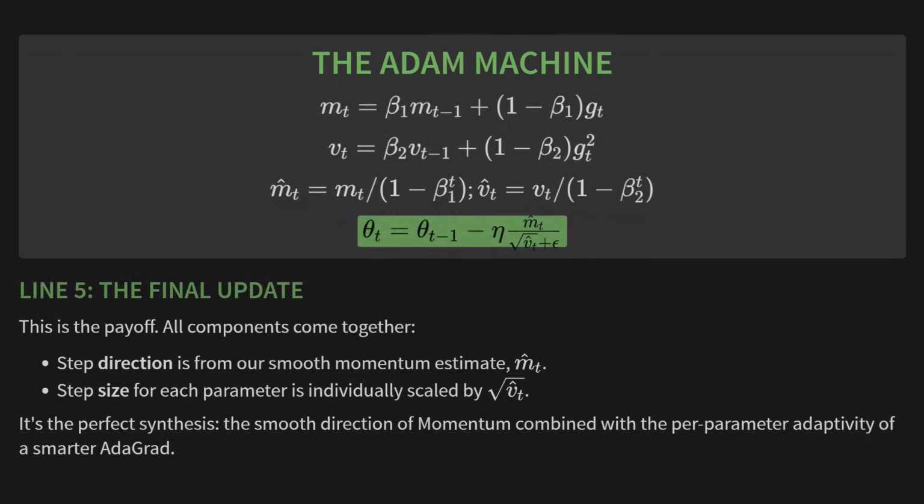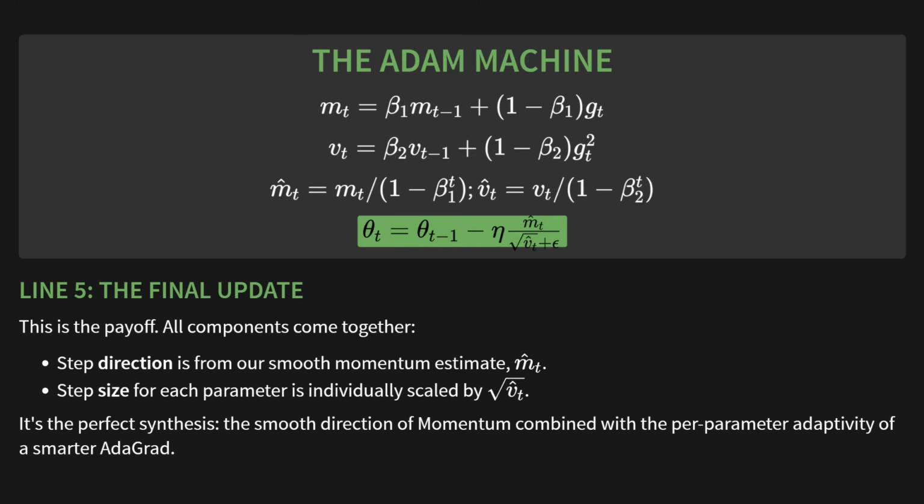And this brings us to line 5, the final update. This is the payoff. All the components come together. The formula is theta sub t equals theta sub t minus 1 minus eta times m hat sub t divided by the square root of v hat sub t plus epsilon. Let's break that down. The step direction is from our smooth momentum estimate, m hat sub t, and the step size for each parameter is individually scaled by the square root of v hat sub t.